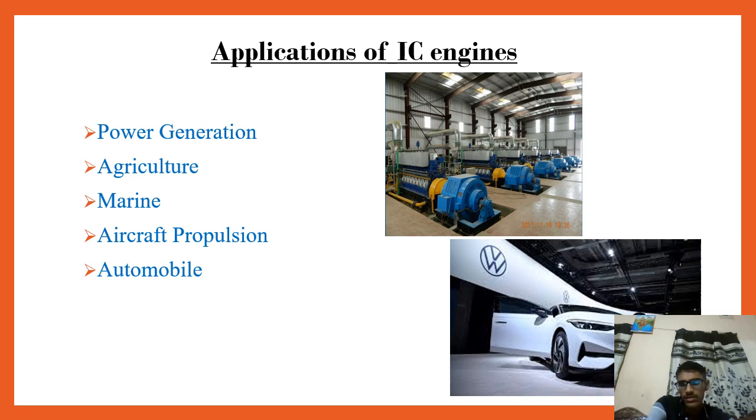The first picture represents how IC engines are used in power generation. IC engines are generally used in the power generation units, which are single units in the power generation plants. And in agriculture, obviously, they are used for the machinery used for harvesting, seeding, and all other activities.